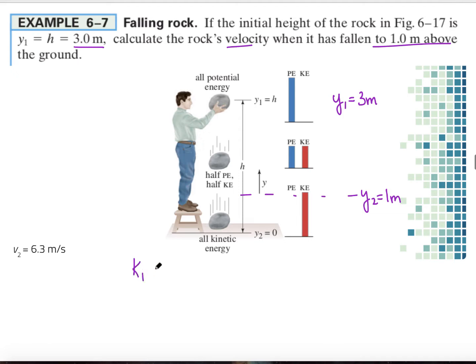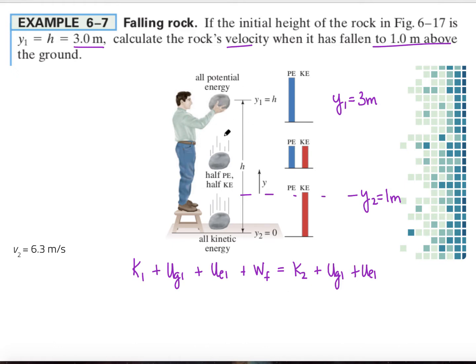And so that is K1, so kinetic 1, plus gravitational potential energy 1, plus elastic potential energy 1, plus any work done by friction or other forces, and that's equal to kinetic energy 2, so our final kinetic energy, plus gravitational potential energy 2, plus elastic potential energy 2. So once we start with this statement of conservation of energy, we're going to go through one at a time and decide if any of these are 0.